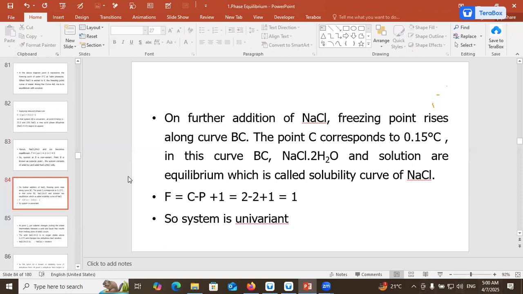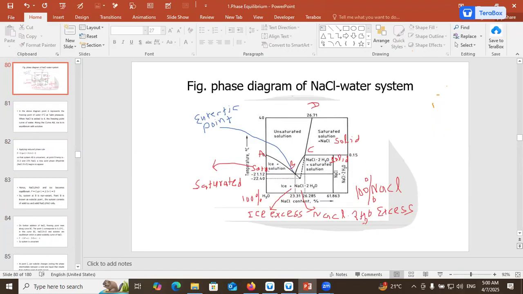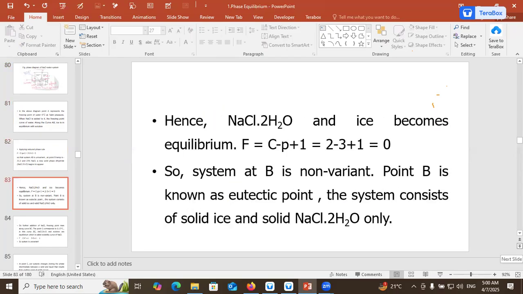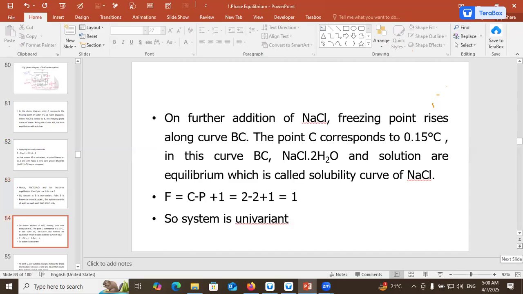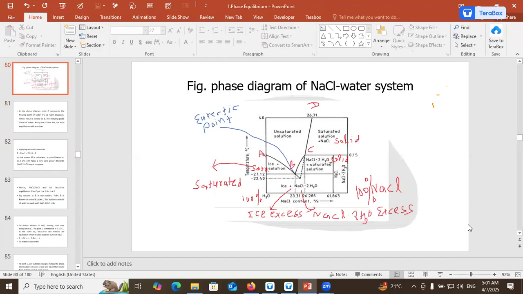On further addition of sodium chloride, the freezing point rises along the curve BC. The point C corresponds to 0.15 degrees Celsius. In this curve BC, sodium chloride dihydrate and solution are in equilibrium, which is called the solubility curve of sodium chloride. So F equals C minus P plus 1 equals 1. The system is univariant. Temperature is 0.15 degrees Celsius.